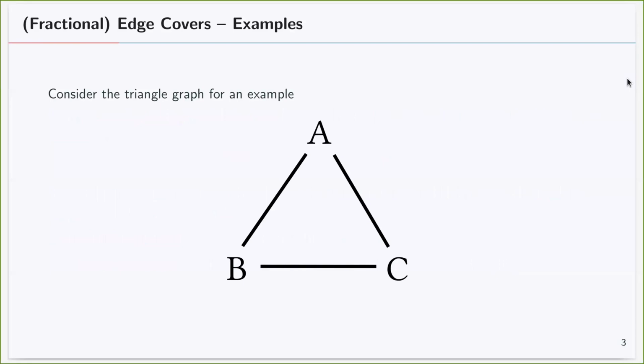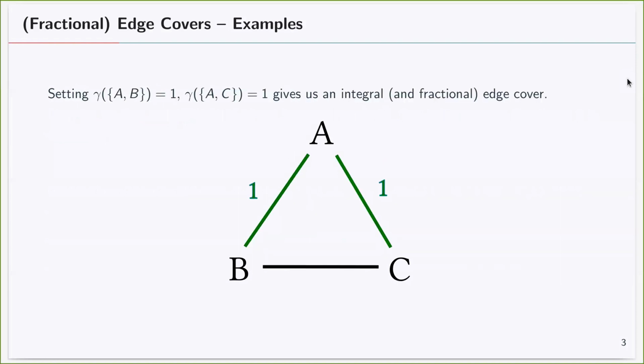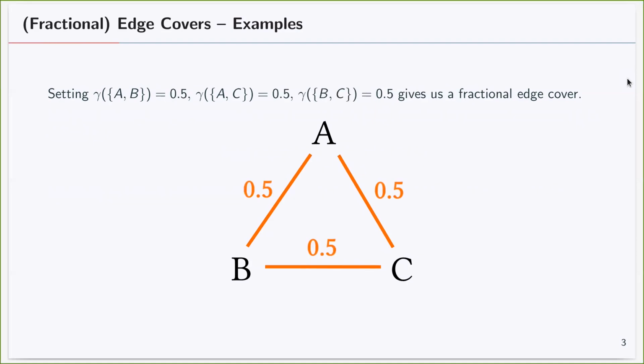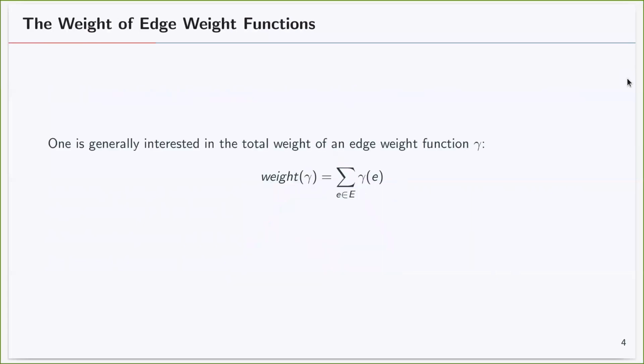Just a brief example, with this triangle graph, vertices A, B, C and edges between each of them. If these two green edges are given weight 1, we see that all the vertices are covered, and therefore this is an integral edge cover. You see even A has total weight 2 incident to it, but this is fine and allowed. Alternatively, if we want to use the power of fractionalness, we can assign weight 1/2 to all of the edges. It's easy to check that this again sums up to weight 1 for each of the vertices. Thus, this is a fractional edge cover. I think these concepts are probably familiar enough to most, so we move on.